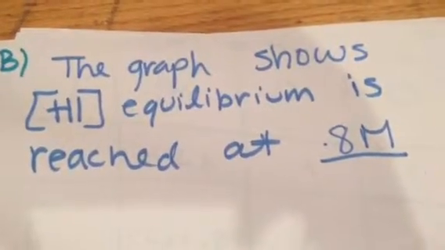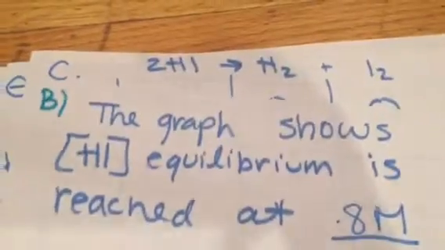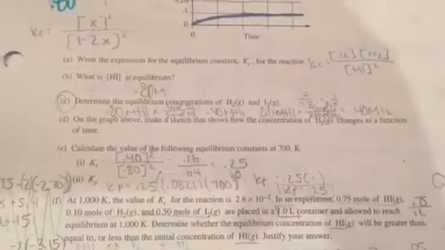So that's what I explained here. The graph shows that concentration HI equilibrium is reached at 0.8 molarity. So the next question, part C, asks determine the equilibrium concentrations of H2 and I2.